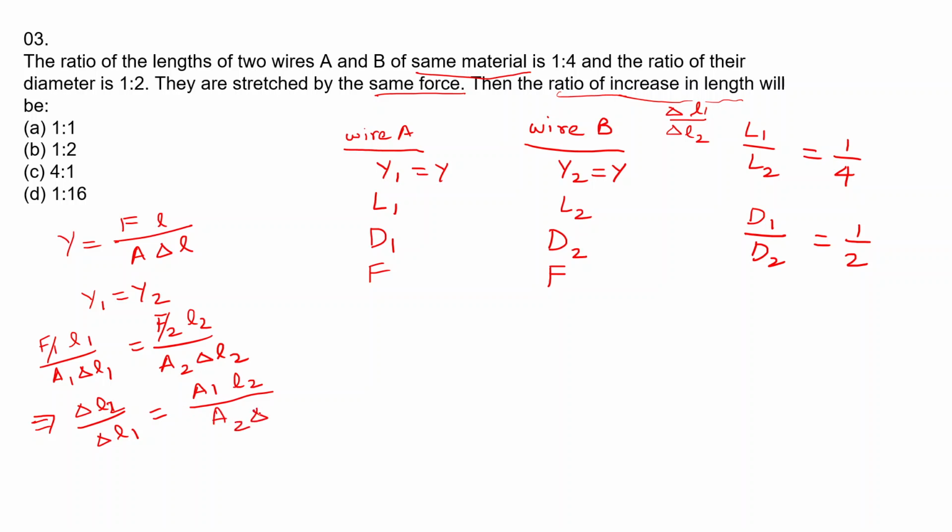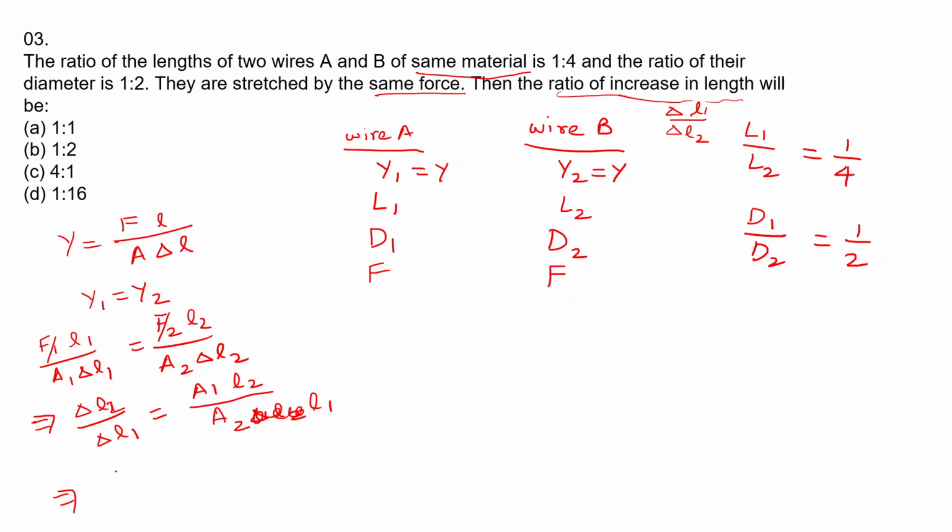A2 delta L2. What did I do? Delta L2 here, A1 here, A1 L2, delta L1, A2 and L1. This is just me reorganizing the same equation, because ultimately I want to find out this ratio. What I want to find out is delta L1 divided by delta L2.